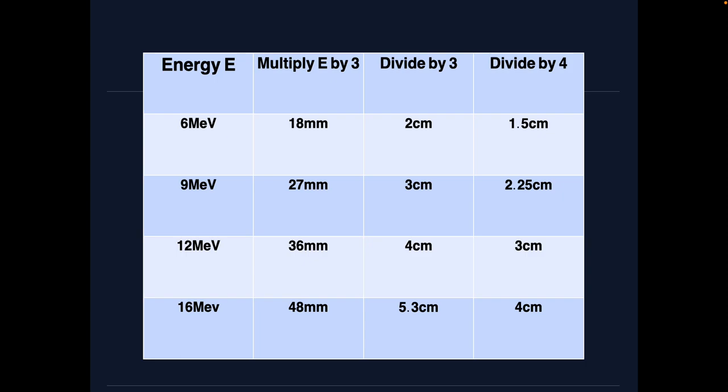The energy divided by 4 will give you the depth of the 90% isodose line. The energy divided by 3 will give you the depth of the 80% isodose line. If you are calculating the thickness of the volume of your target, then you can multiply by 4 to get the 90% isodose line depth. It's a cross calculation, you know. It's very simple. You can divide or you can multiply based on the information you have.